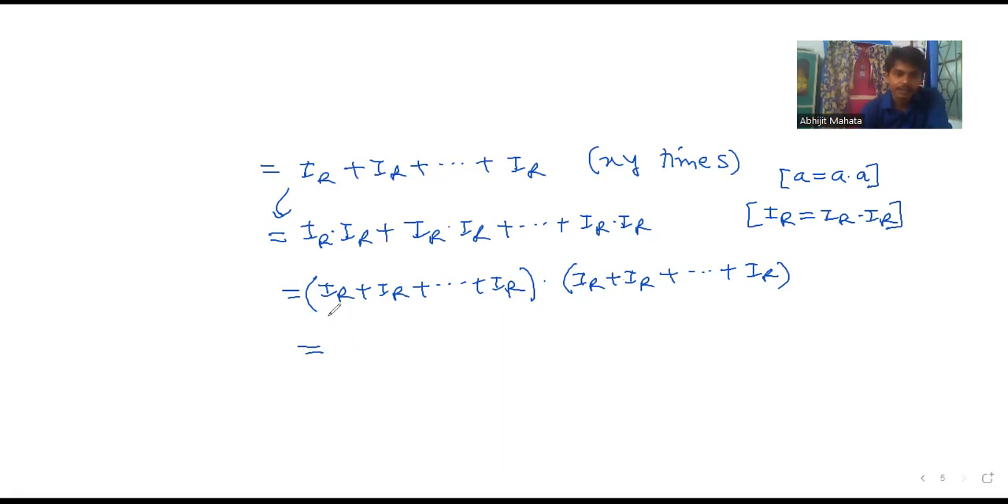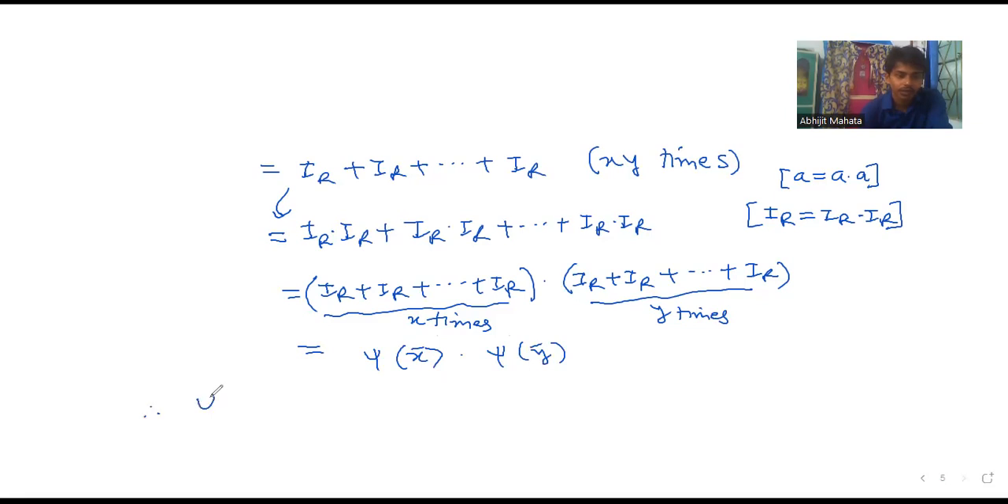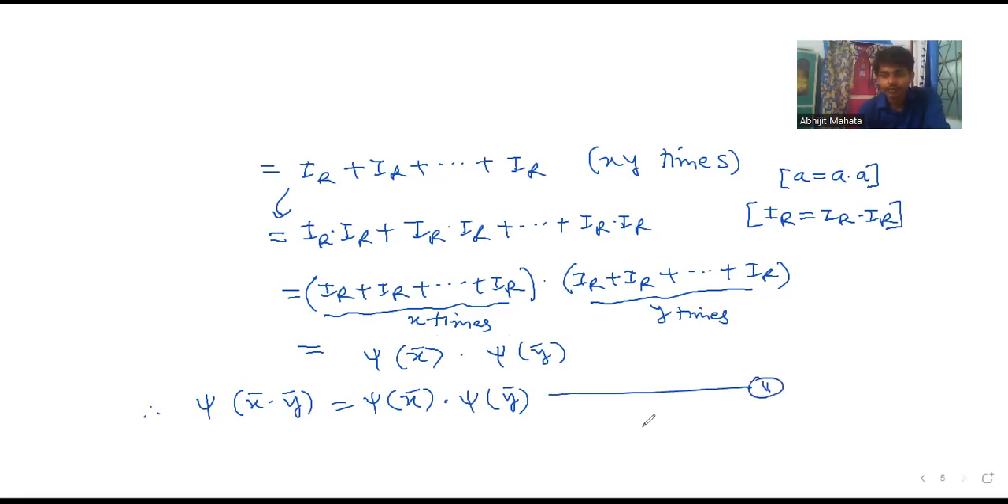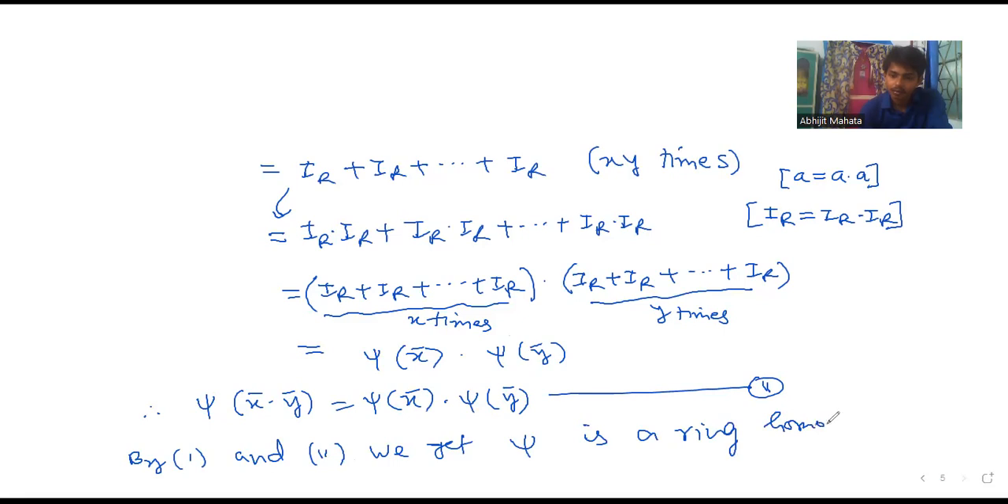So this is x times, and this is y times. So this is psi of x bar and psi of y bar. What we are getting is psi of x bar into y bar equals psi of x bar into psi of y bar. Call this 2. So by 1 and 2, we get psi is a ring homomorphism, right? Now we'll check whether this ring homomorphism is an injective ring homomorphism.